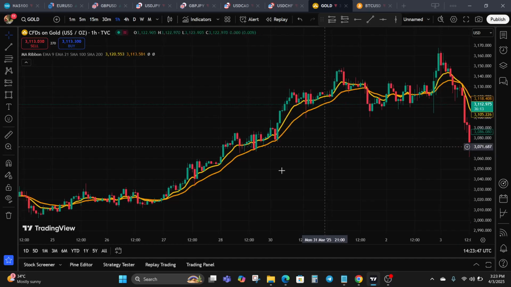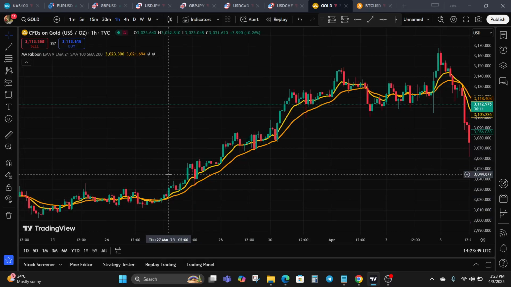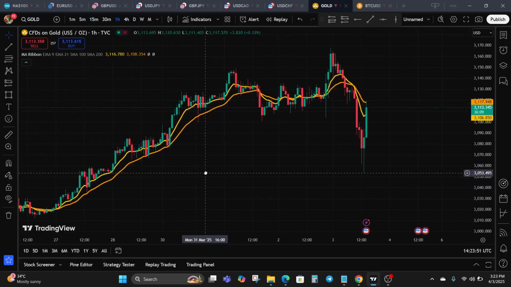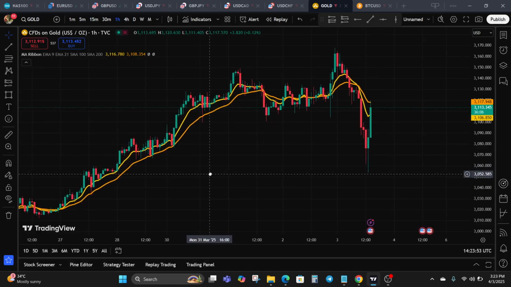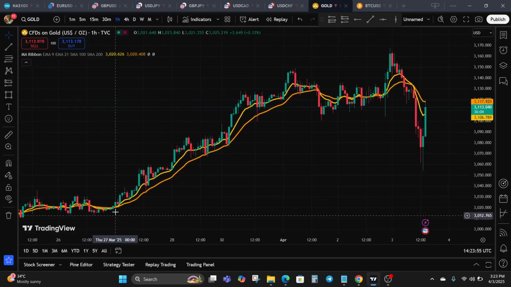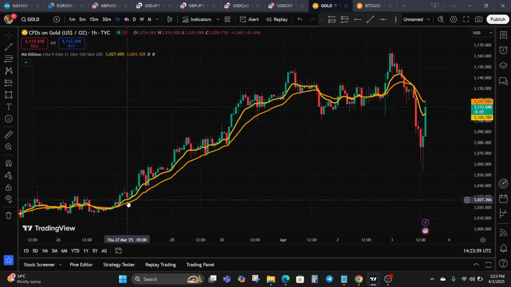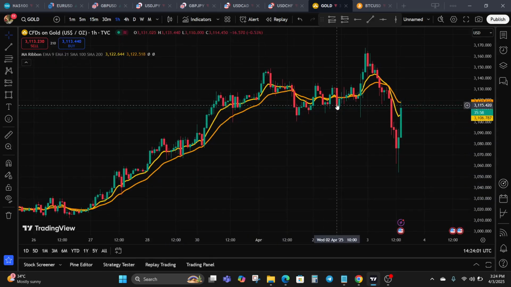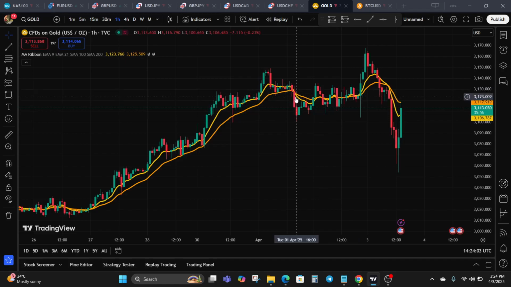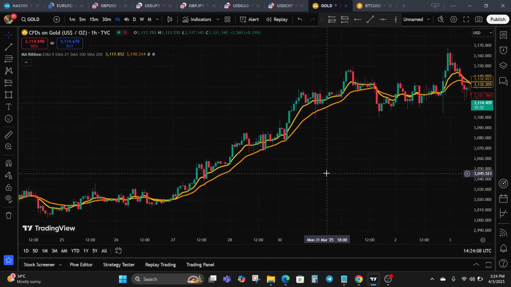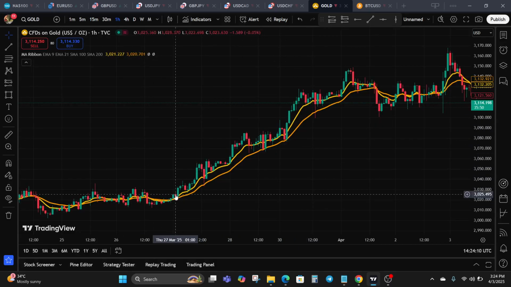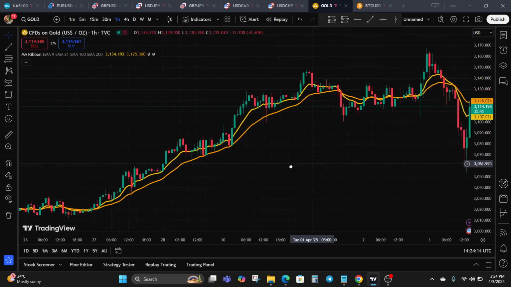When price crosses above the EMAs, it signals a potential uptrend. Okay, when you have price cross above the EMAs, it signals a potential uptrend. And when it crosses below, it signals a potential downtrend. All right. Like you can see what happened here. You can see that after the crossover, there was actually a buy trend.